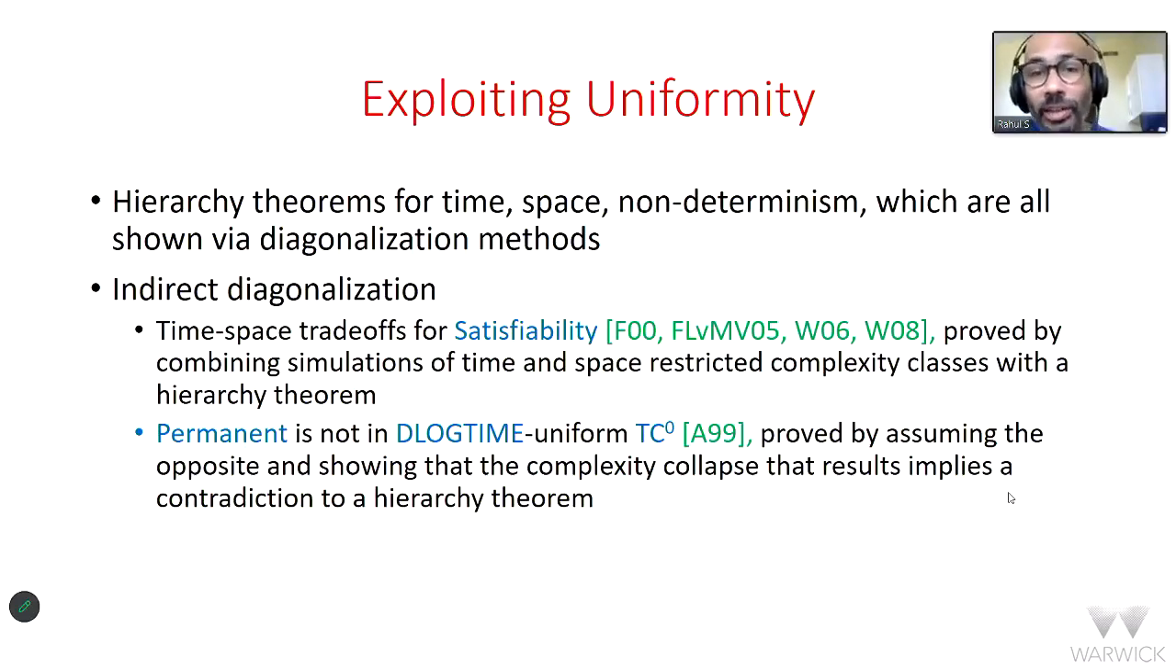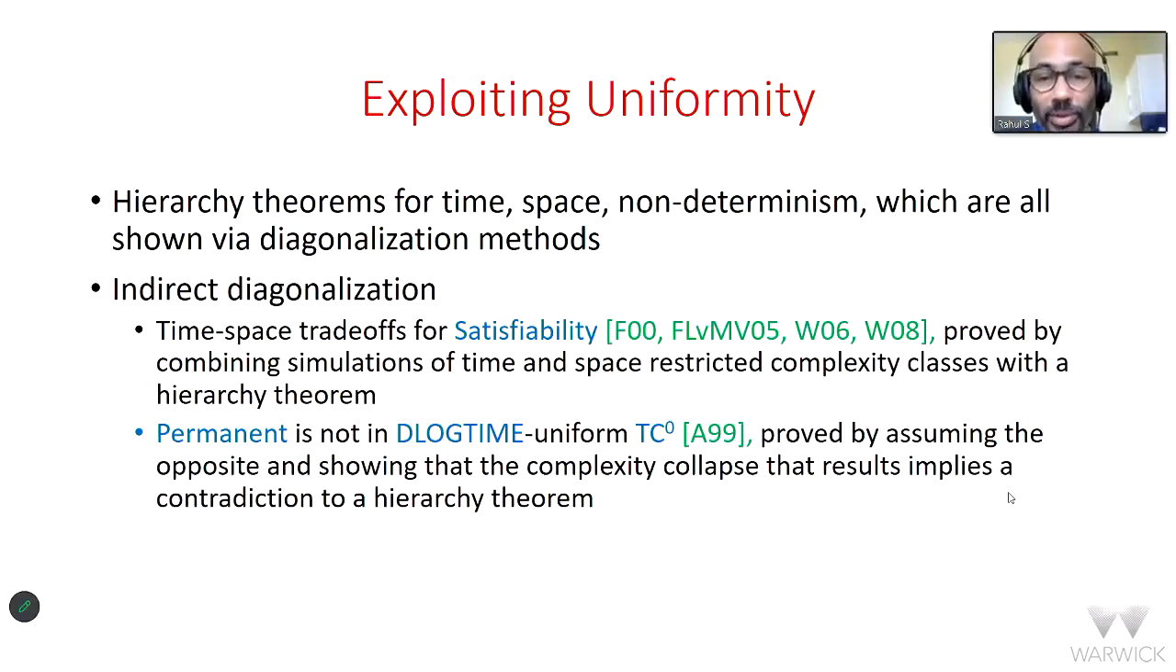And there are also indirect diagonalization results, which combine diagonalization methods with other techniques to prove uniform lower bounds. Examples here are time-space trade-offs for satisfiability. For example, if you want to show that satisfiability can't be solved simultaneously in time n^1.5 and logarithmic space, then you assume the opposite, and then you use a simulation result for simultaneous time and space bounded complexity classes to contradict a hierarchy theorem. That's how the indirect diagonalization works there.